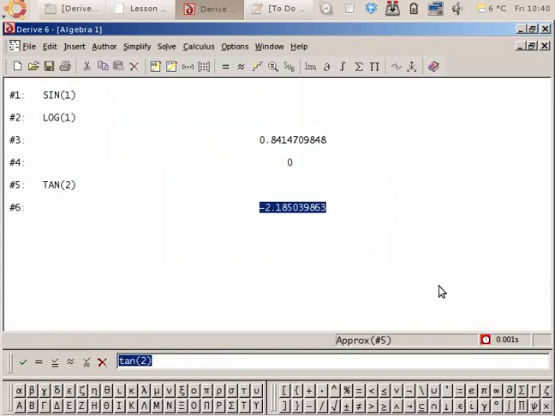If you want it as a decimal, in my example, it has to be approximate. Simplify, approximate.